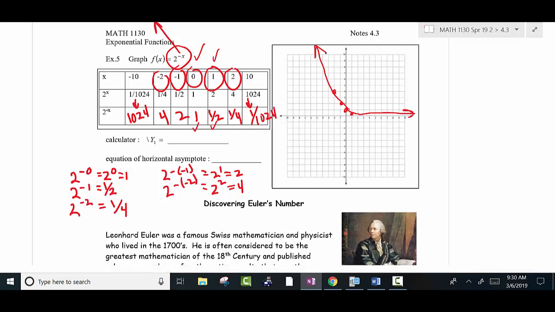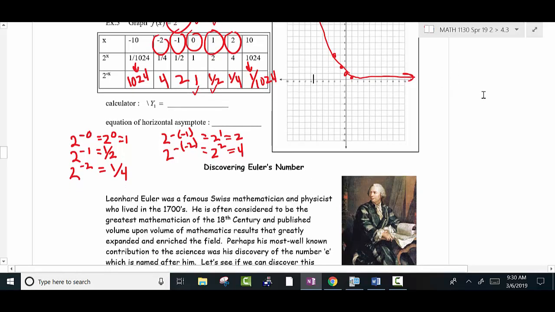Okay. Everybody okay with what I've done so far? Okay. We'll get to the stretch and shrink in a little bit. I'm not going to worry too much about that for now. But the other thing that we're going to look at in this section is what Euler's number is.